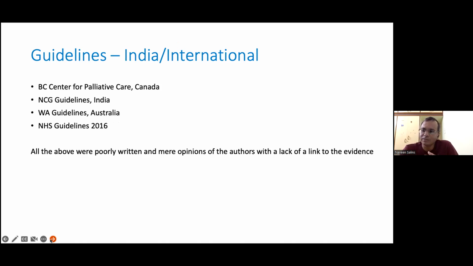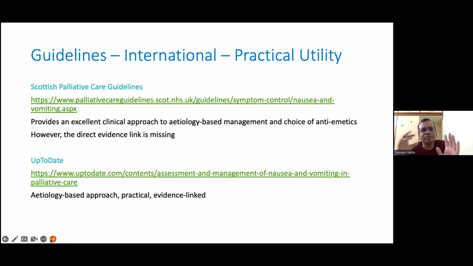You can't just say that you use this first, you use this later, or you could use this, or you could use that. They are all our opinions. Opinions have no role in guidelines. So all these guidelines that are there are predominantly opinions of the authors, and there is a very limited link to the evidence. So what is to be followed? Probably these are better guidelines when I looked.